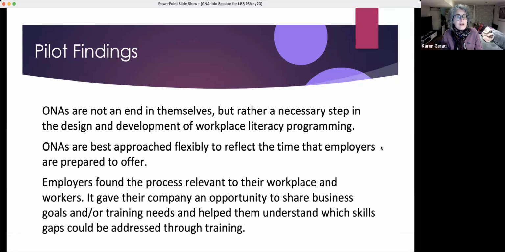They found the process relevant to their workplaces and to their workers. It gave their companies an opportunity to share business goals or training needs, and they identified that it helped them understand which skill gaps could be addressed through training. So that was a good outcome.